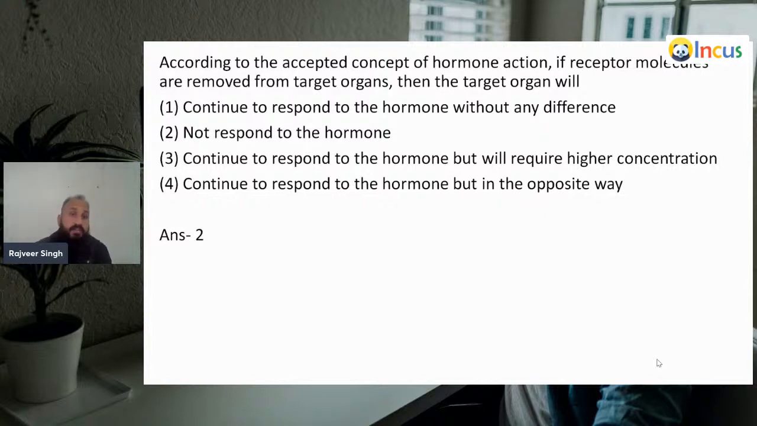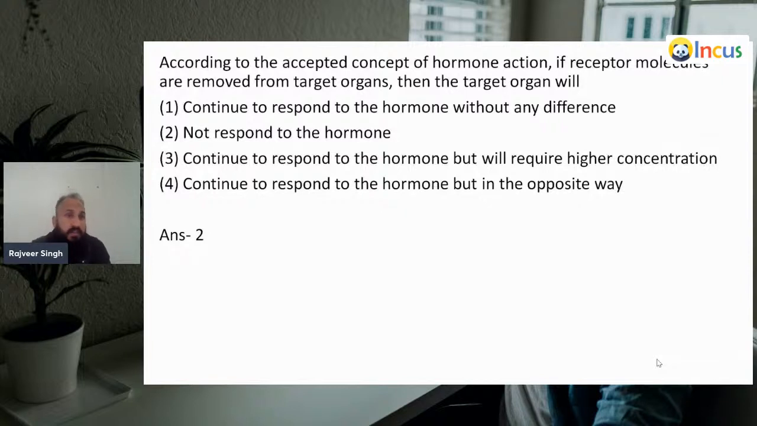Next one, according to the accepted concept of hormone action, if receptor molecules are removed from target organs, then the target will be what? So what will the target organs do? First, continue to respond to the hormones without any difference. Second, not respond to the hormone. Third, continue to respond to the hormones but require high concentration. Fourth, continue to respond to the hormones but in the opposite way.